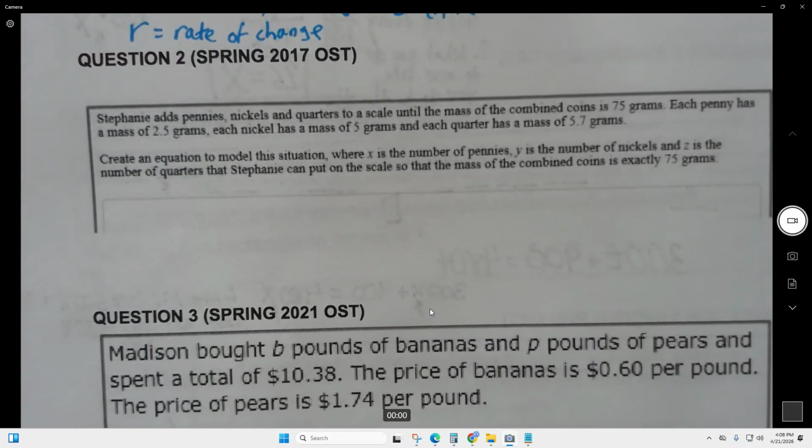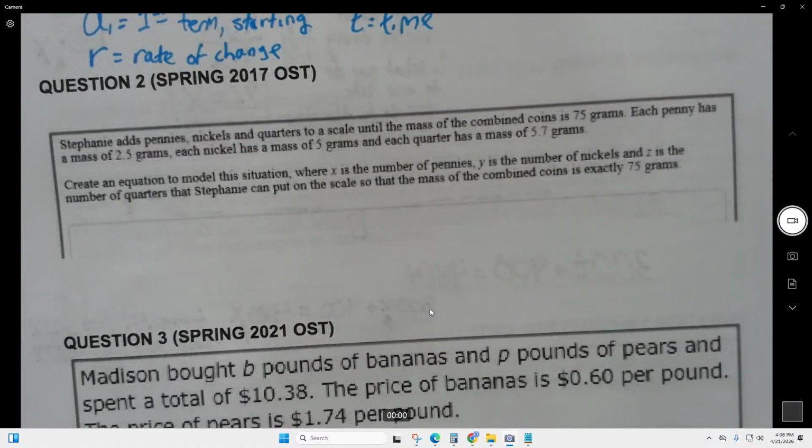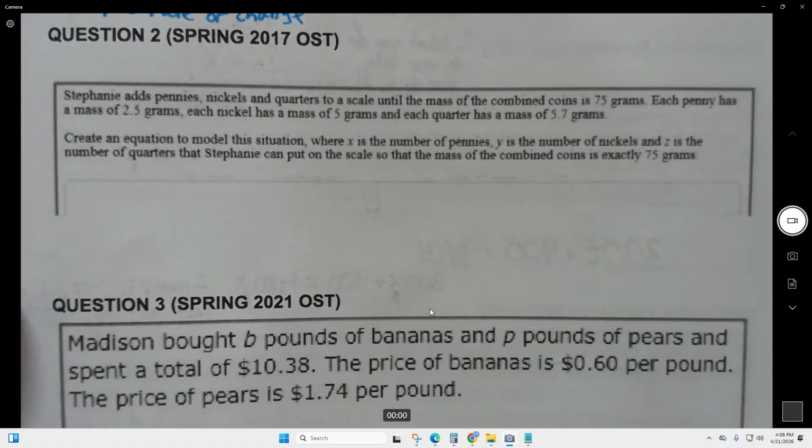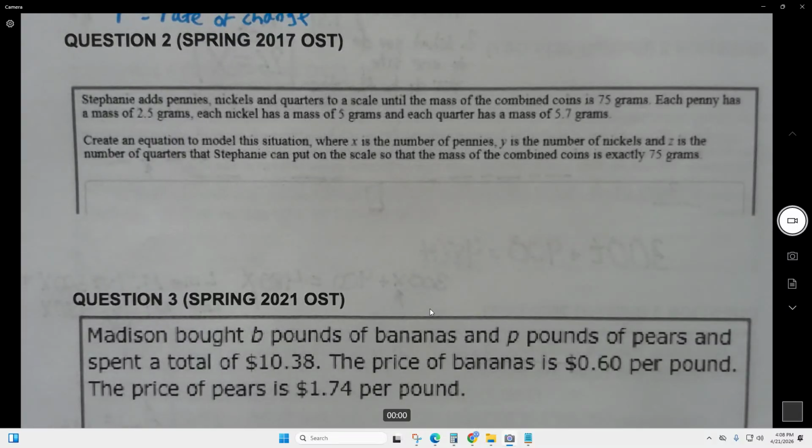Stephanie adds pennies, nickels, and quarters to a scale until the mass of the combined coins is 75 grams. Each penny has a mass of 2.5 grams, each nickel a mass of 5, and each quarter a mass of 5.7. Create an equation to model this situation where x is the number of pennies, y is the number of nickels, and z is the number of quarters.